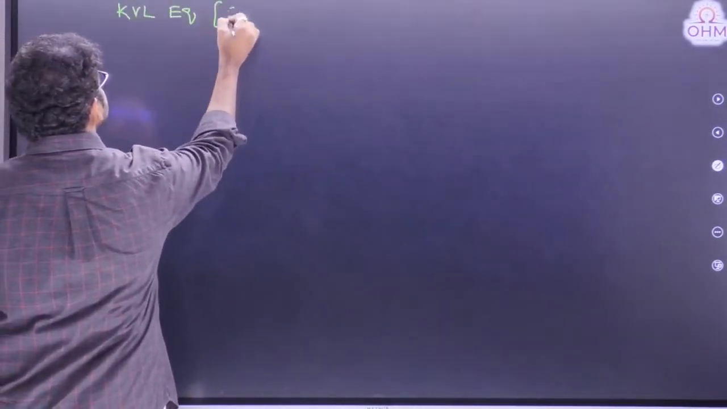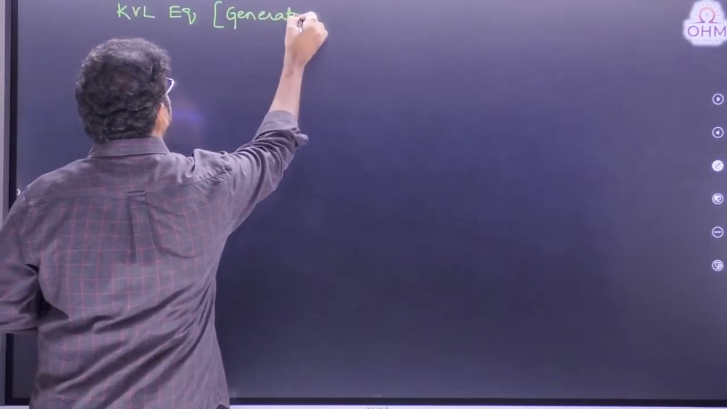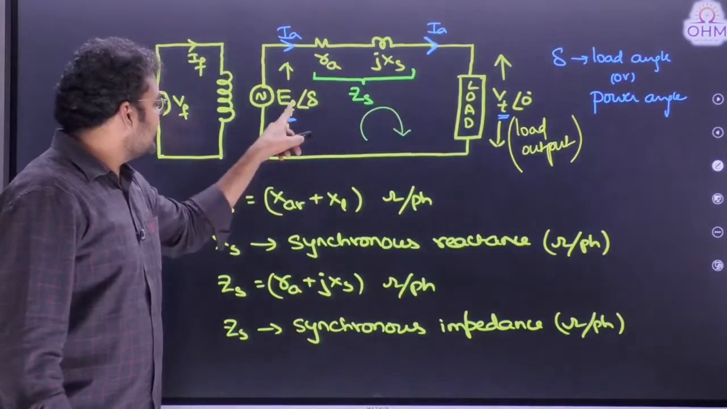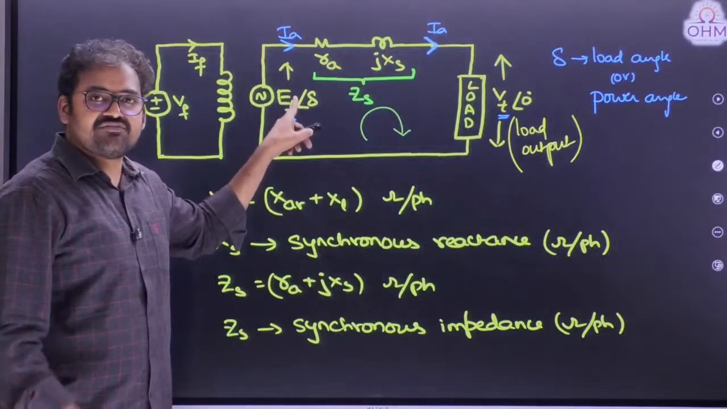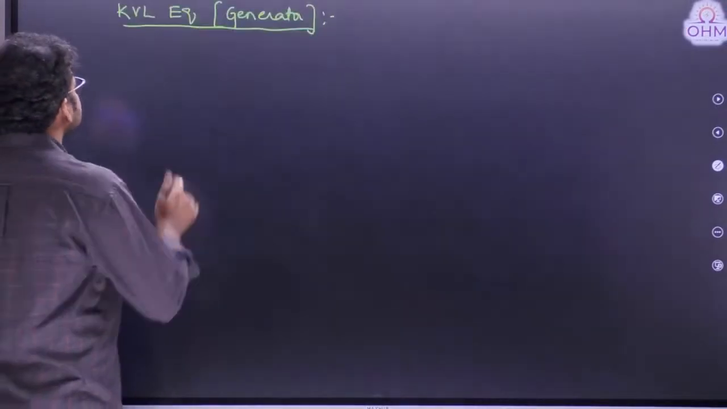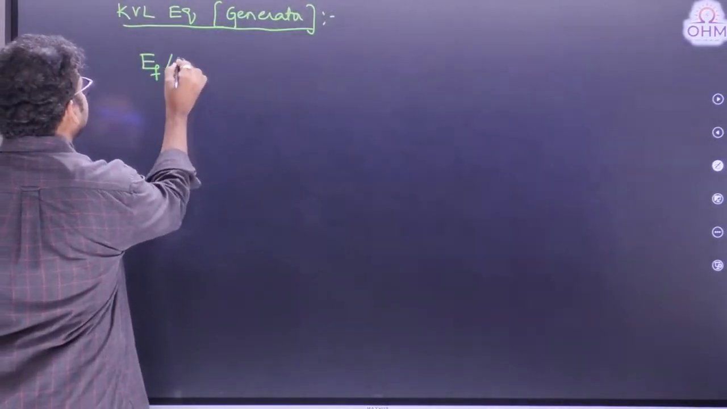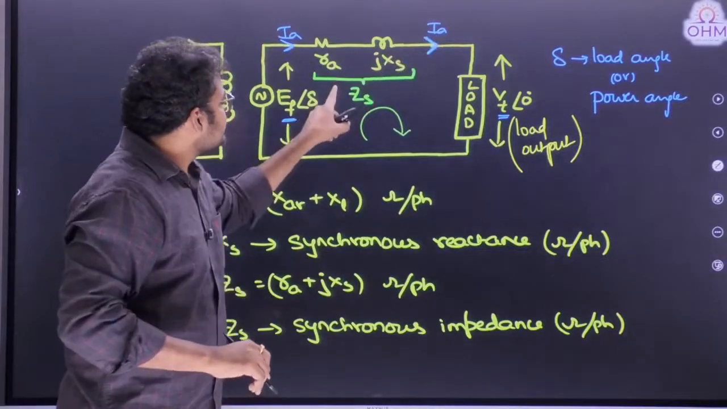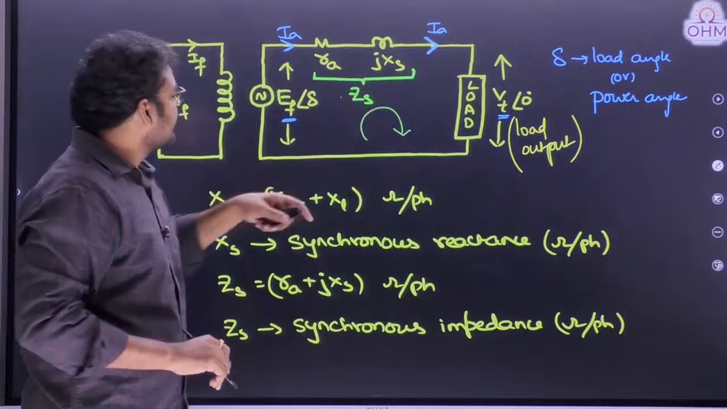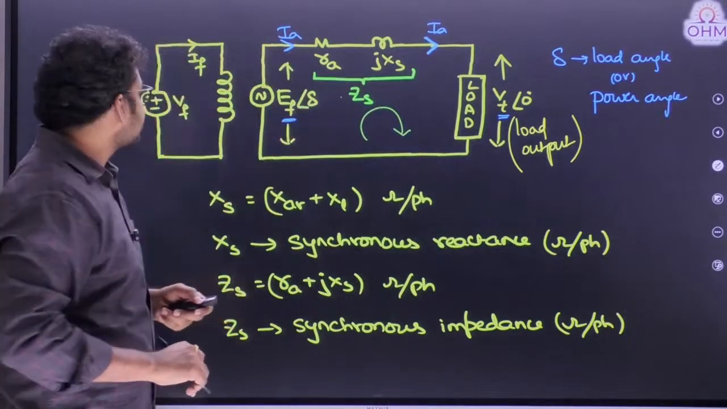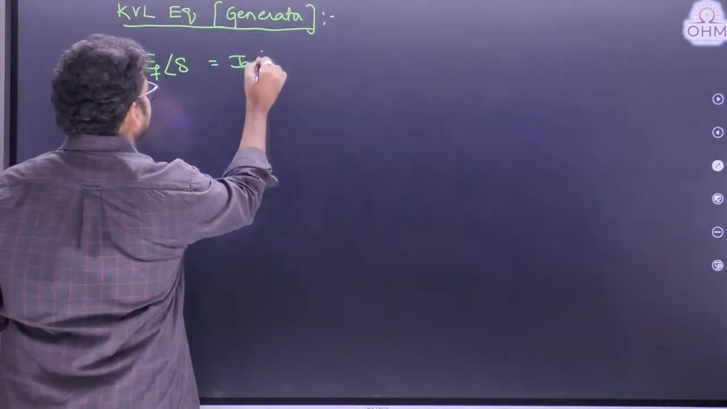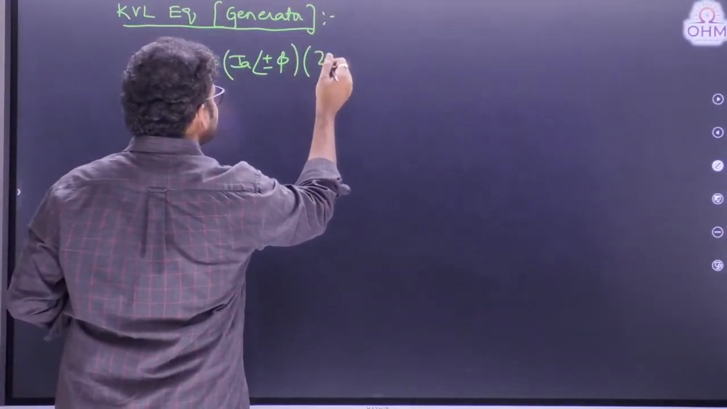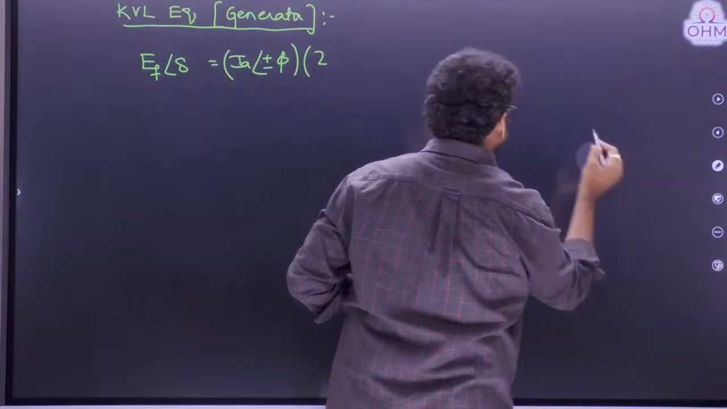KVL equation in case of a generator. We just understood that current was flowing from EF to VT. So start the equation from EF. All of you, please listen very carefully. Start from EF. So therefore, EF at an angle delta is equal to, can I say when IA was flowing in this direction, drop will take place across ZS. Therefore, IA into ZS is the voltage drop. So IA at an angle plus or minus phi, I will tell you what is phi, into ZS. ZS means, can I write RA plus JXS?